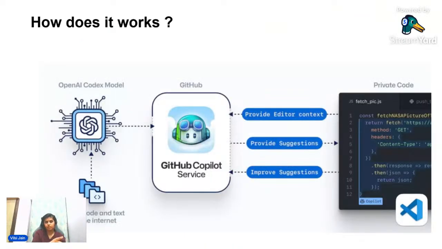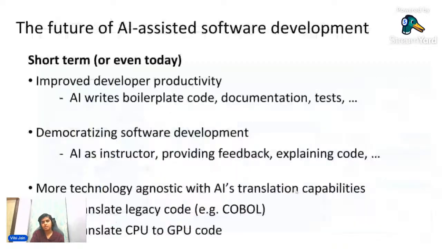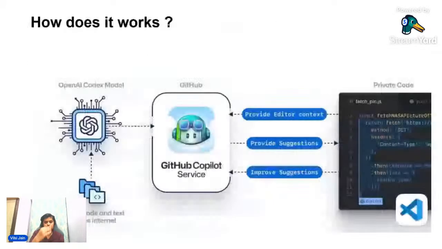So how does it work? First, we have the public code and the text on the internet, which I have shown in the GANs. Then there's the OpenAI Codex model, and then we have the GitHub Copilot service. It provides editor context, provides suggestions, and improves suggestions, which we like. GitHub Copilot is now free for VS Code, which is really very good. Even if you're a student, you should use it, because it will give you very good suggestions for your code, how you can improve it and everything, right?